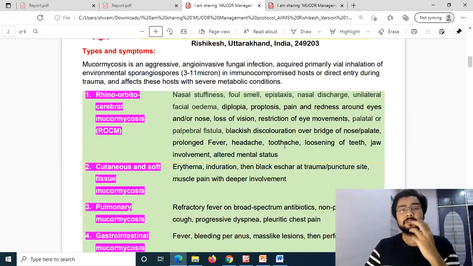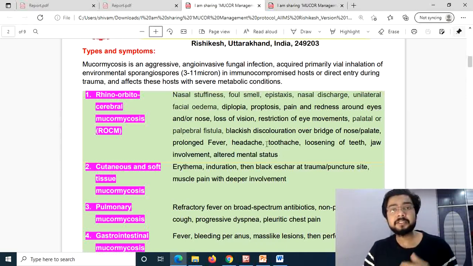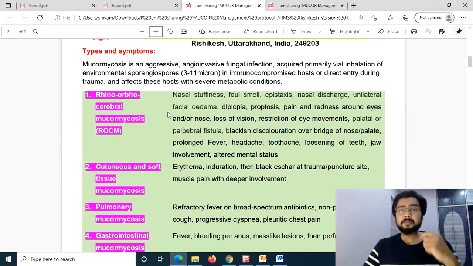So why jaw involvement? Because it is also involving the hard palate, right? Loosening of teeth, altered mental status. Why? Because this might go into the brain also. So the cerebral part, it can reach through the sinuses, through the orbit, into the brain also.